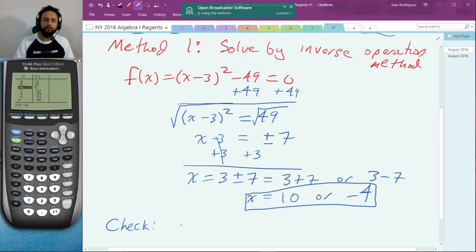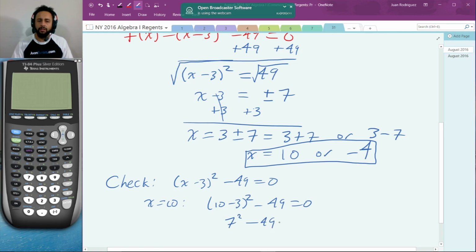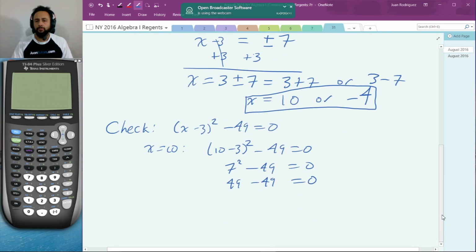One of the best things that students do is check their answer every time. So x minus 3 squared minus 49 equals 0, and we check x equals 10, and we do 10 minus 3 squared minus 49 equals 0. 10 minus 3 is 7 squared minus 49 equals 0, so 49 minus 49 equals 0. Okay, and 49 minus 49 is in fact 0. So that's a valid answer. I highly recommend you check your answer every time, because there's no point in doing all that work and then getting the wrong answer without knowing that you got it wrong.